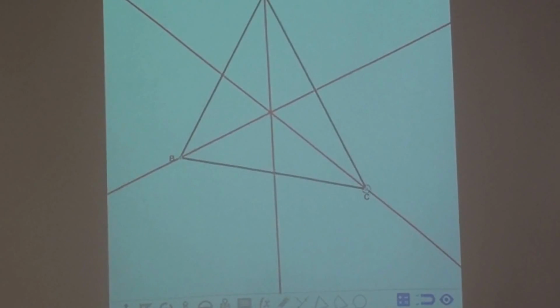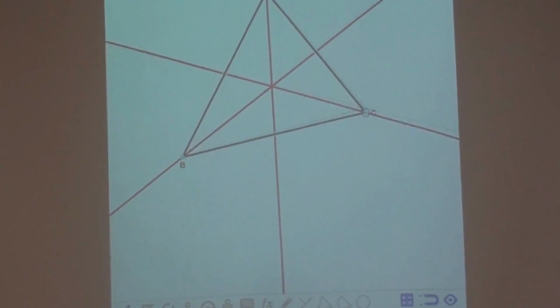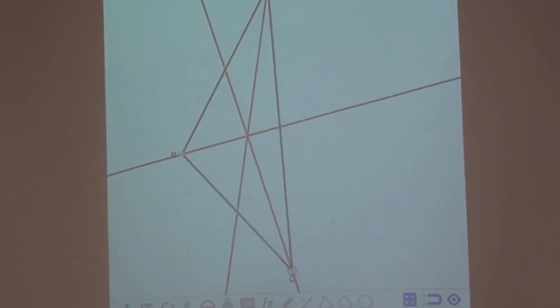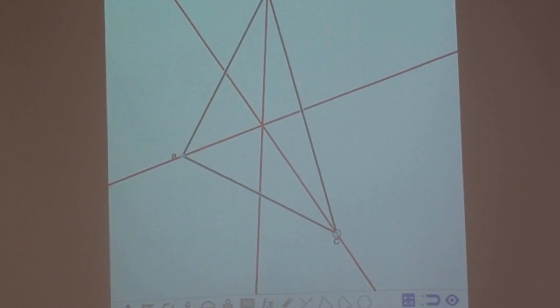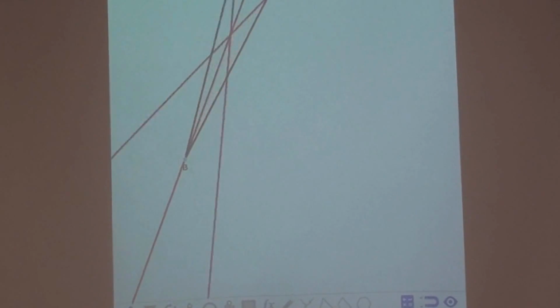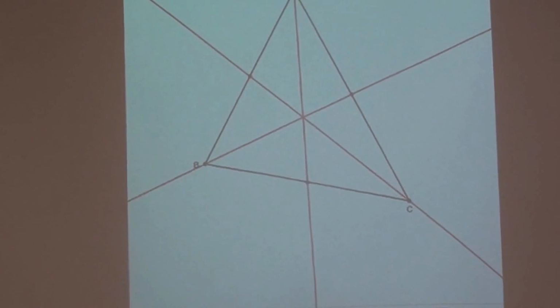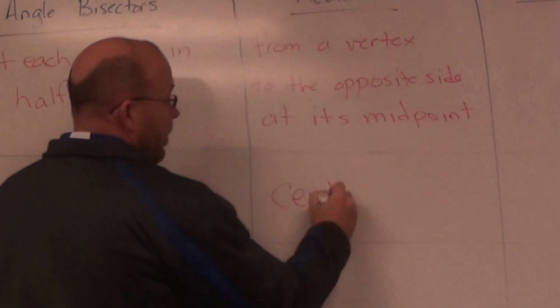Well, let's grab C and let's move it around. What do you think? Doesn't matter. Obtuse triangle, acute triangle, or as close to a right triangle as we can get, that point of concurrency is always going to be inside the triangle. That point of concurrency for a median is called the centroid.